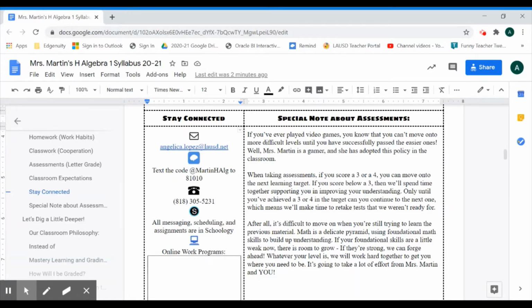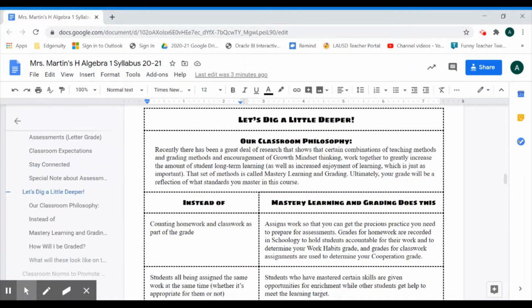Whatever you feel your level is right now, we're going to make sure we work hard together. That's me and that's you, to put in lots of effort and get those learning targets mastered. Now let's dig a little into our classroom philosophy. There's been a great deal of research that shows that certain combinations of teaching methods and grading methods and encouragement of growth mindset thinking work together to increase your long-term learning.